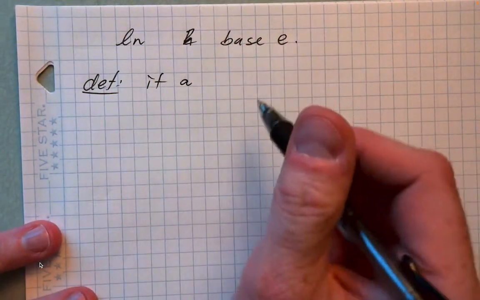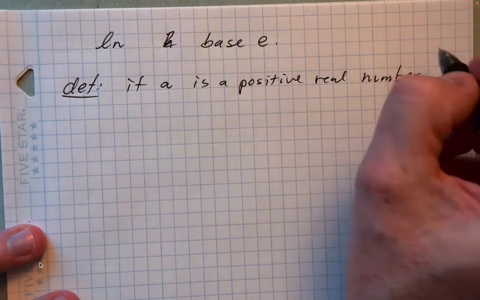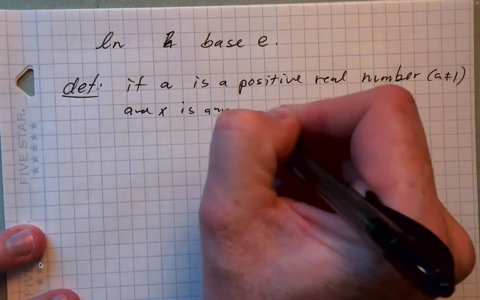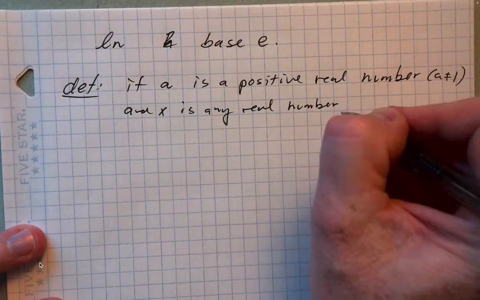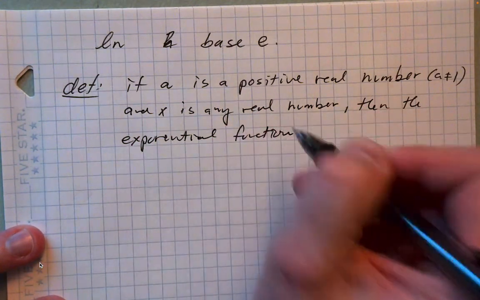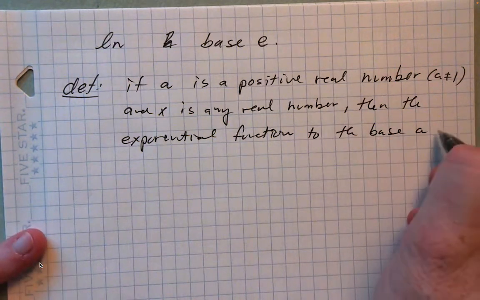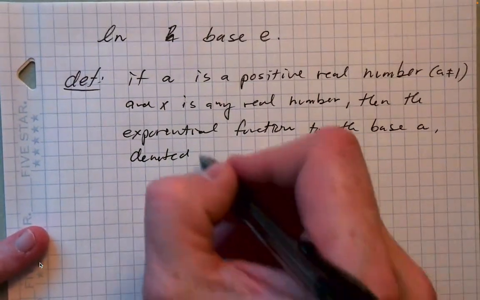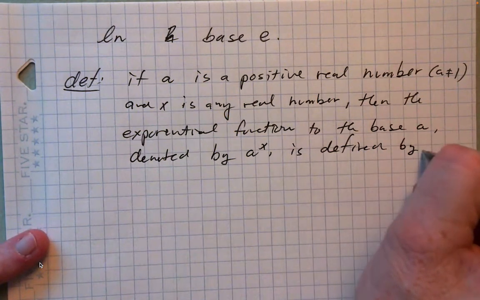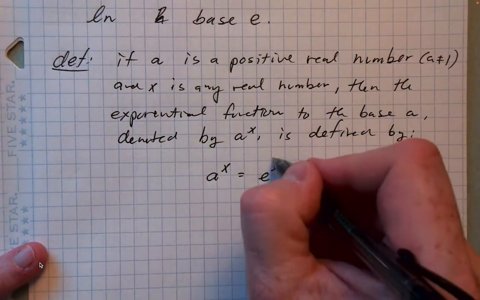So if a is a positive real number, okay, and we'll say a is not equal to 1, and x is any real number, then the exponential function to the base a, denoted by a to the x, is defined by this: a to the x equals e to the natural log of a times x.